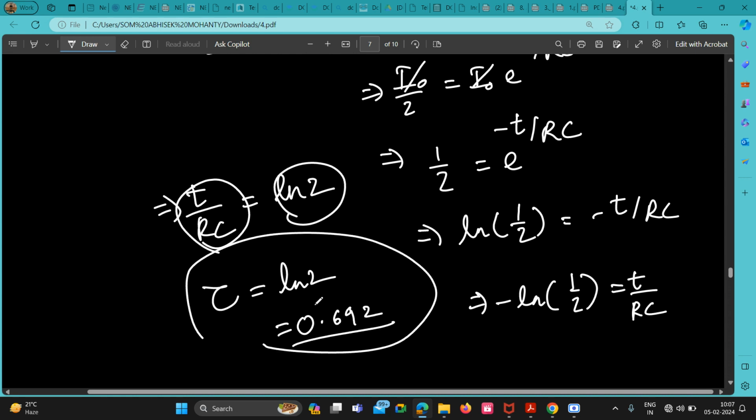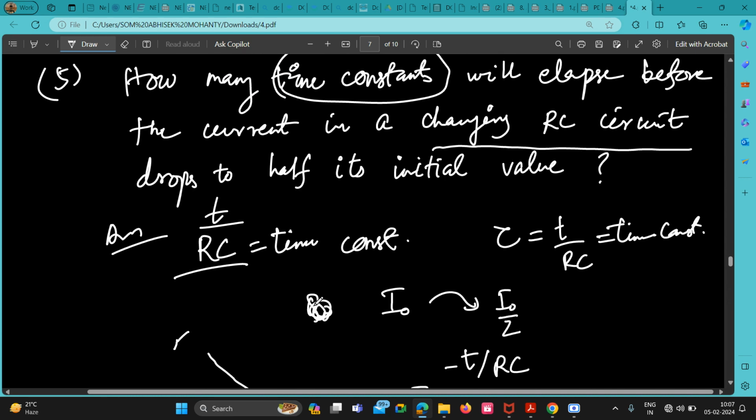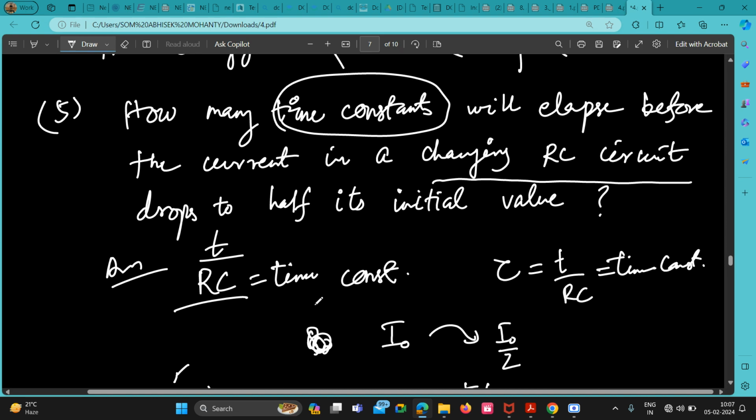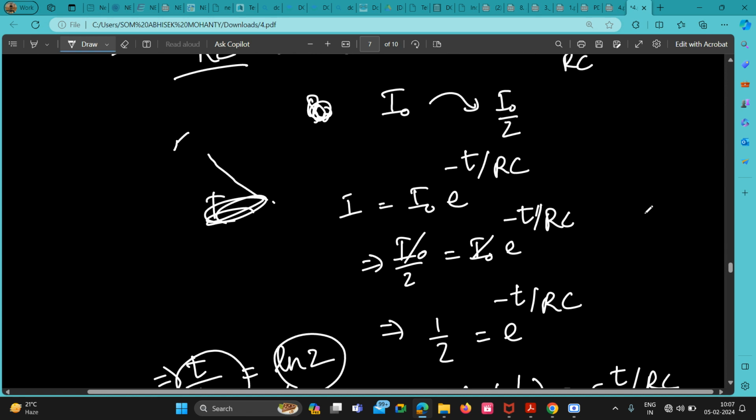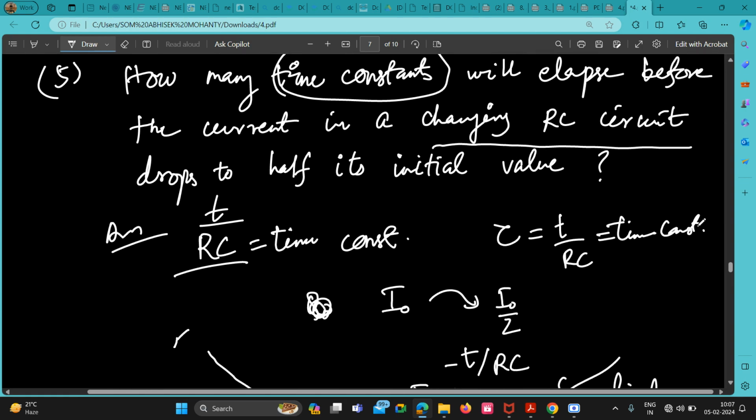Okay. So see, the same type of thing but different varieties we are just doing. This is for discharging. That's why I used this equation. This equation is for discharging. For charging there will be 1 minus this. Alright. Next question. This is question number 5.